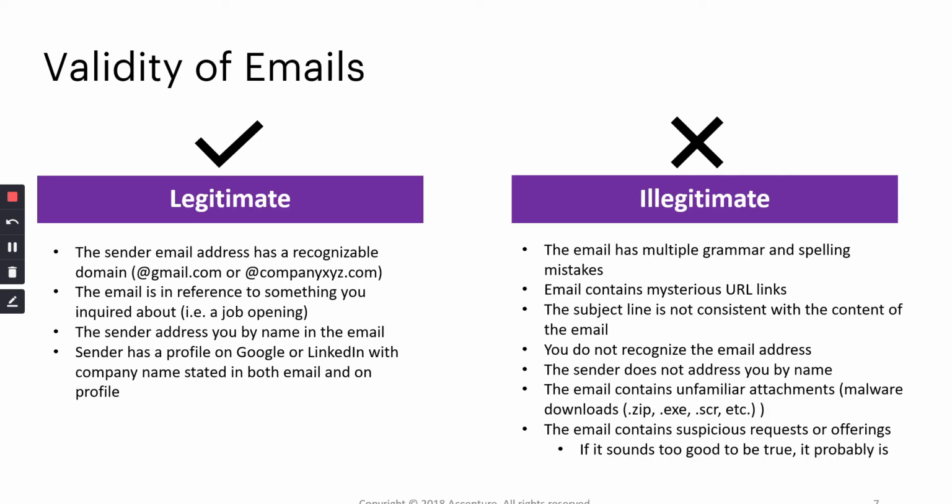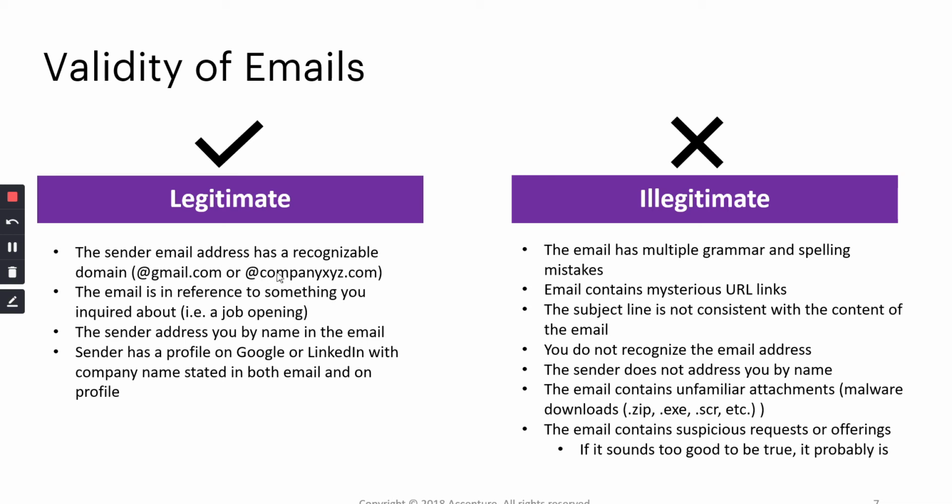To look at the validity of emails, some main points to look for when understanding if the email is legitimate or not. You'll want to notice the domain. So that's what we call the sender address. So if you have a Gmail account, it'll be at gmail.com. If you have a Yahoo account, it's at yahoo.com.